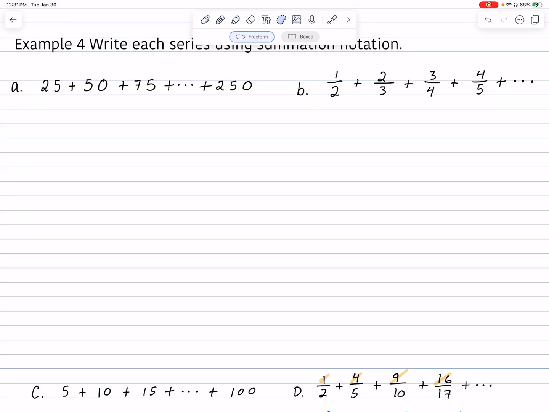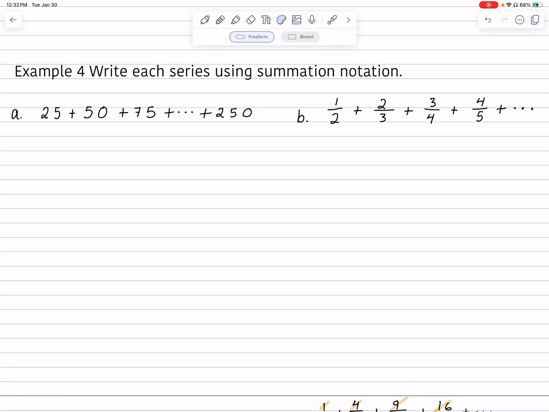Okay, so let's look at example 4a. In this case, we're going to rewrite this as a series using summation notation. The first thing we want to do is think about the sequence. Can we write a sequence? If you're having trouble, it can be a good idea just to rewrite the numbers.